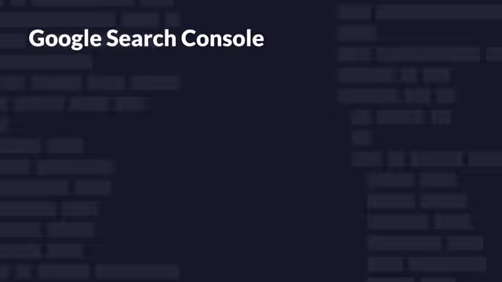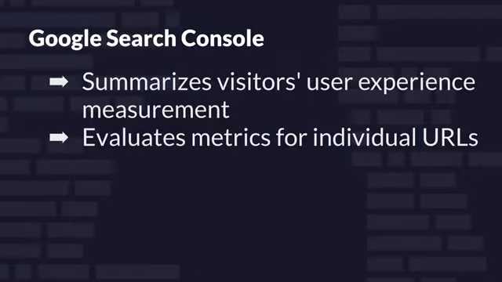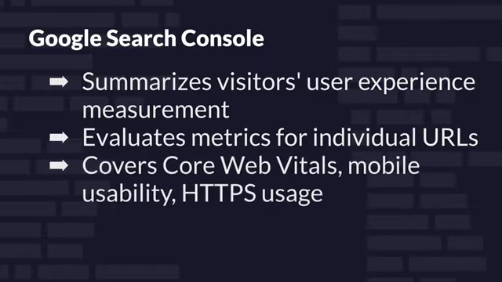The Page Experience Report in Google's Search Console provides you with a summary of their measurement for your visitor's user experience. Google evaluates these metrics for individual URLs on your website and will use them as a ranking signal in search results. This report covers core web vitals, mobile usability, and HTTPS usage for every page that you have in Google's index. In order for a page to be counted in this report's data, it must have data in the Core Web Vitals report simultaneously.